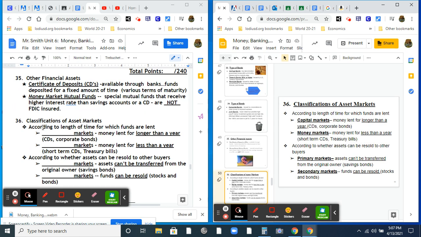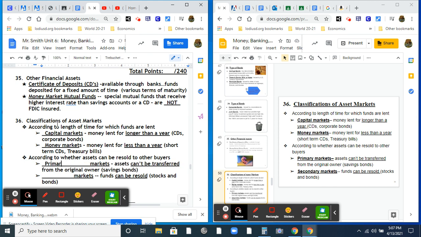All right, so let's add the notes. When we're talking capital markets, we're talking longer than a year. We're talking CDs and corporate bonds. When we're talking money markets, we're talking shorter terms. We're talking shorter term CDs, mutual funds, T-bills, etc. We're talking primary markets. We're talking one. Primary is one, like main colors: red, blue, yellow, green, and they're not transferable.